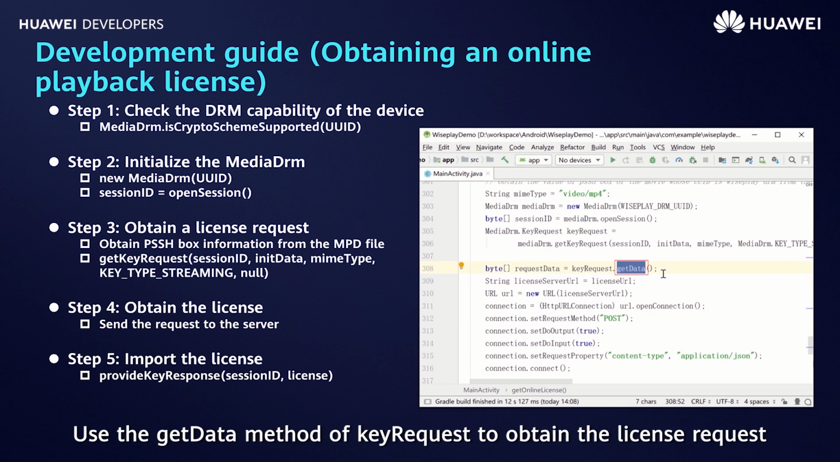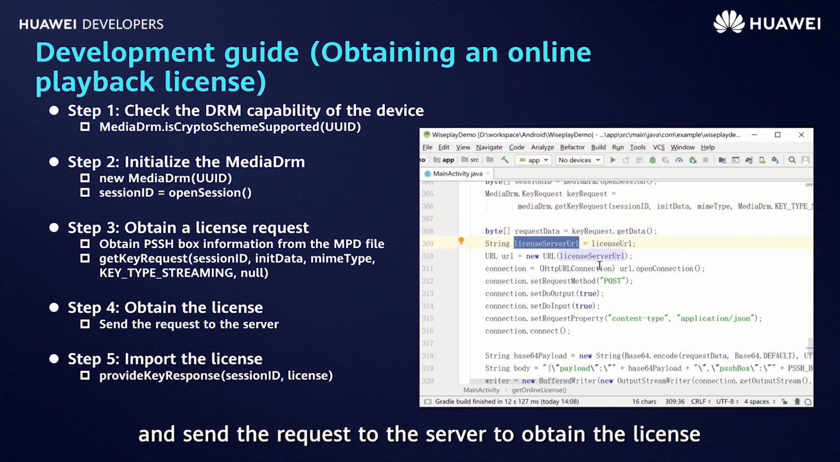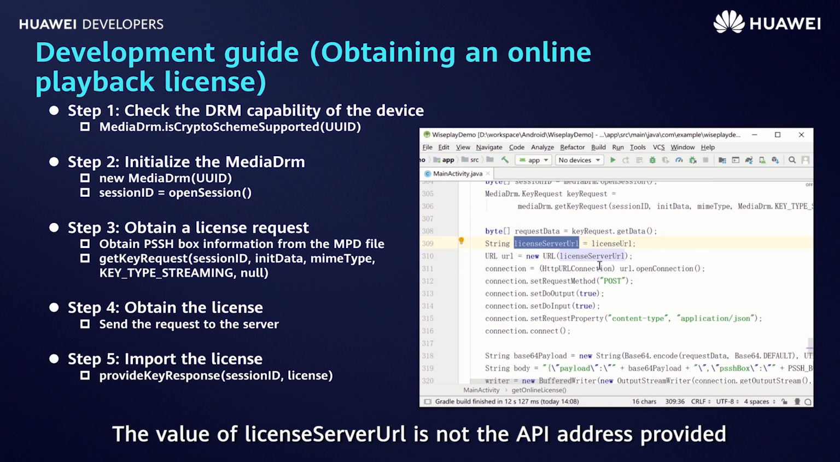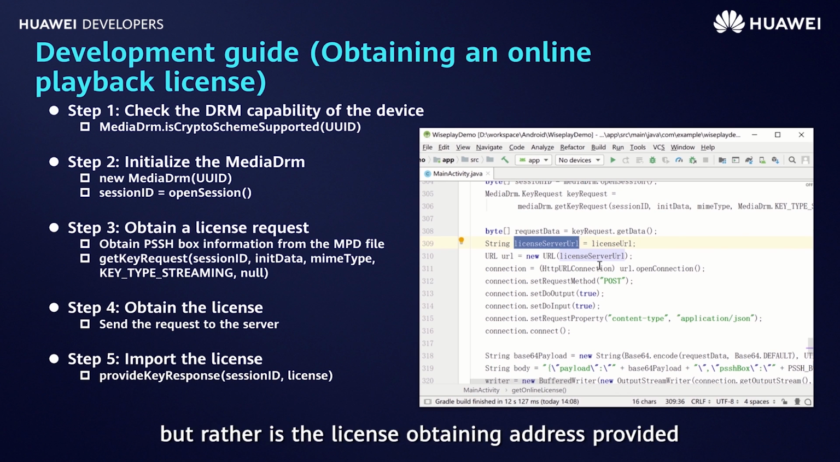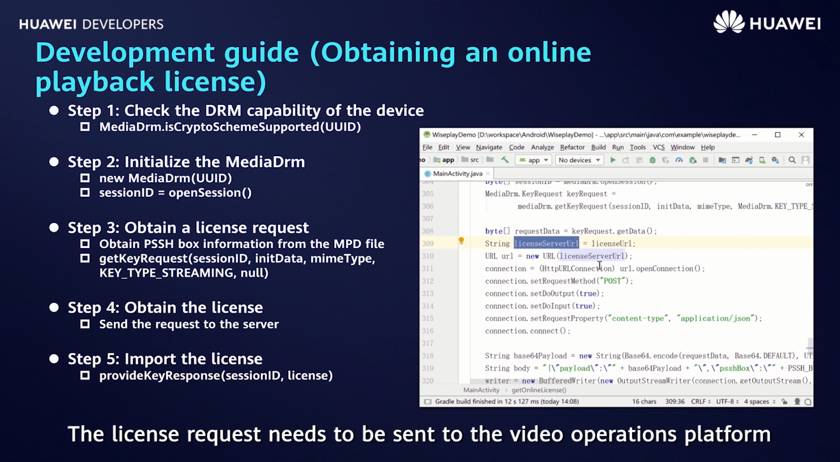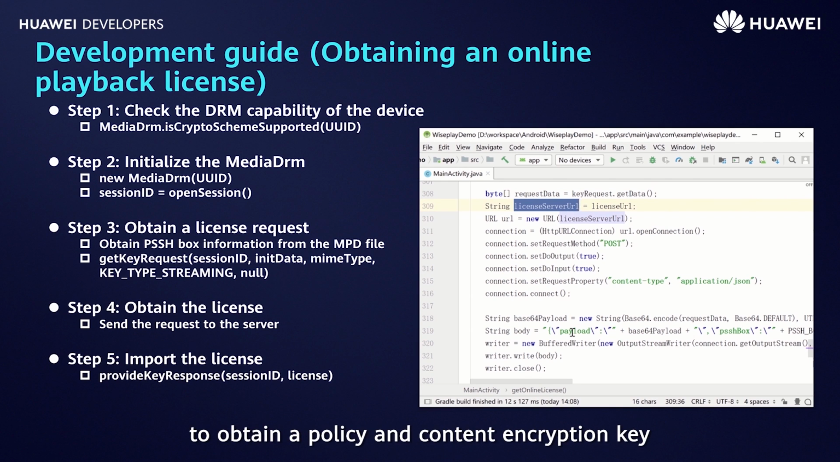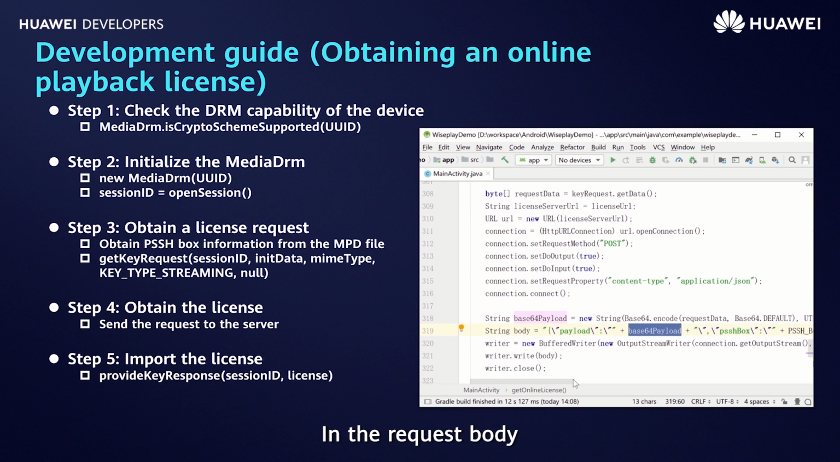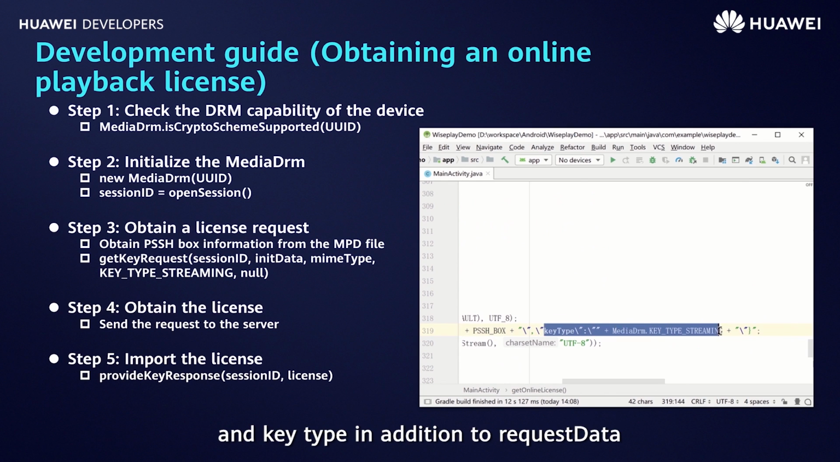Use the getData method of keyRequest to obtain the license request. Construct the request message body and send the request to the server to obtain the license. The value of license server URL is not the API address provided by the WisePlay DRM server, but rather is the license obtaining address provided by your video operations platform. The license request needs to be sent to the video operations platform to obtain a policy and content encryption key. In the request body, you are advised to add the PSSH box information and the key type in addition to request data, and send them in the request to the server.